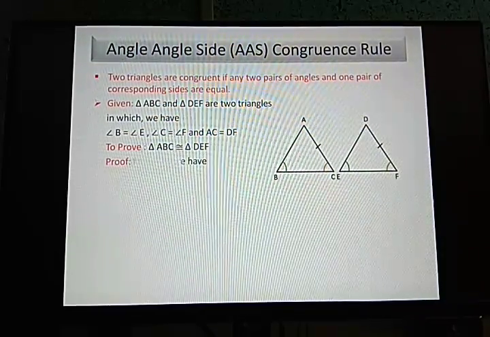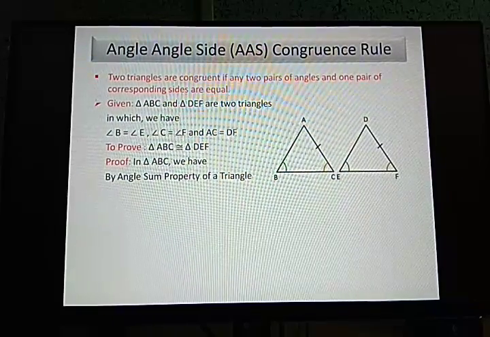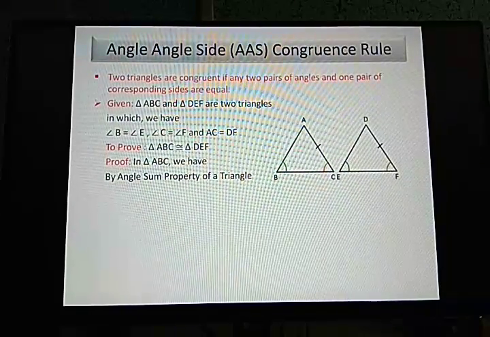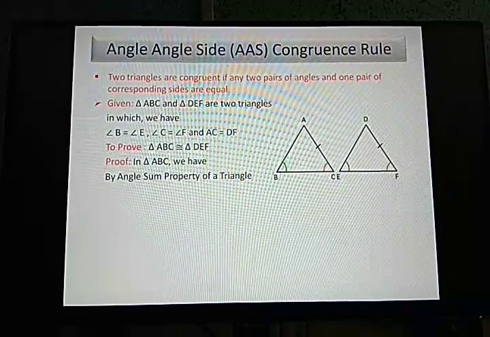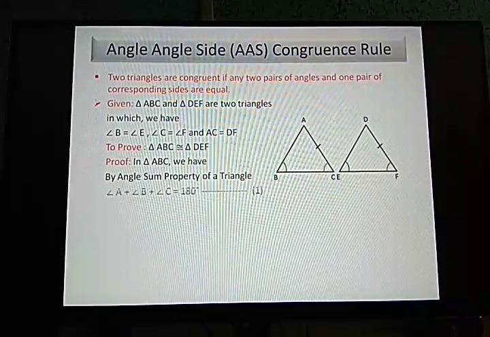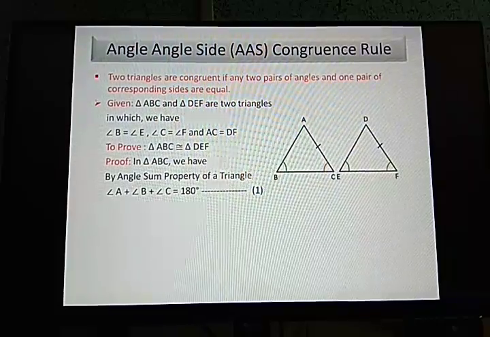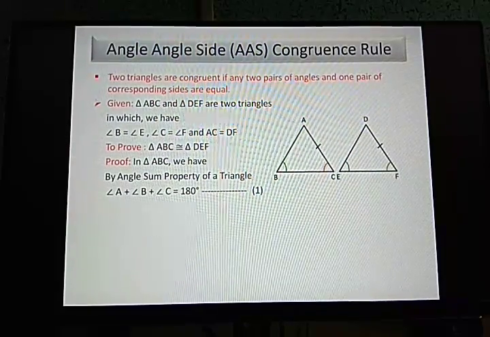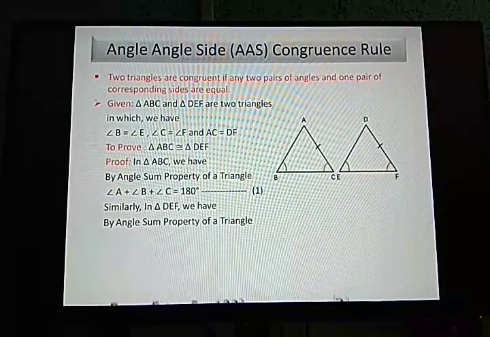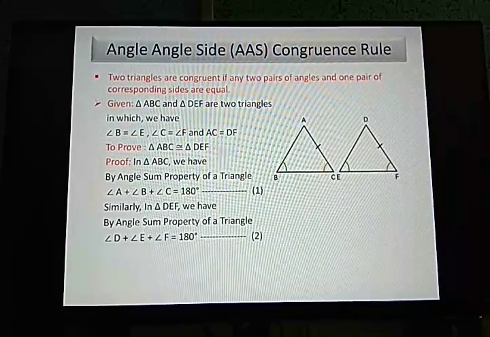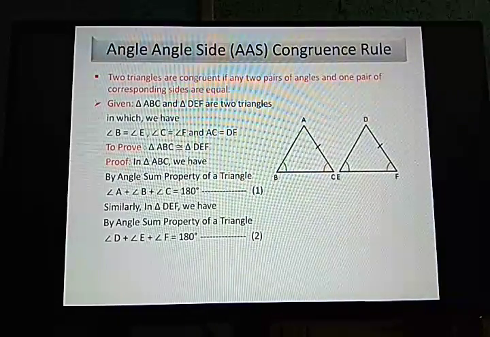It's quite simple. We have learned the angle sum property of a triangle, that the sum of the three angles of a triangle is equal to 180 degrees. We'll use this property in triangle ABC. Then we can write angle A plus angle B plus angle C is equal to 180 degrees. We'll mark it as equation 1. The same property we'll use in triangle DEF, and there we get angle D plus angle E plus angle F is equal to 180 degrees, and we'll mark it as equation 2.